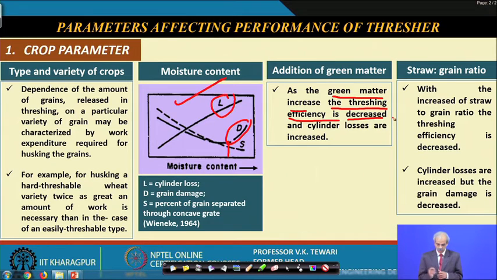The straw grain ratio: with the increase of the straw to grain ratio, the threshing efficiency also is affected. Sure, it will get affected, because if the straw to grain ratio is very high, that means straw is more than grain, then also you will find that the cylinder losses are taking place and they are increased. So, as such, when you talk of the crop parameters which are affecting the performance of a thresher, the moisture content, the green matter which is there, and the straw to grain ratio, these play an important role.